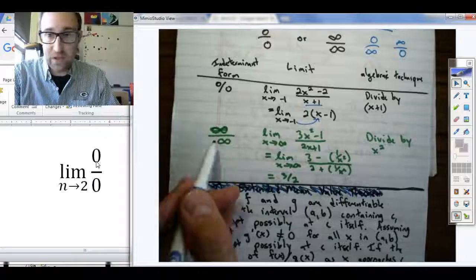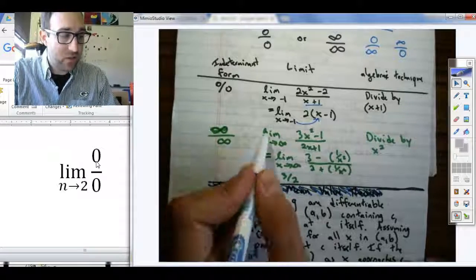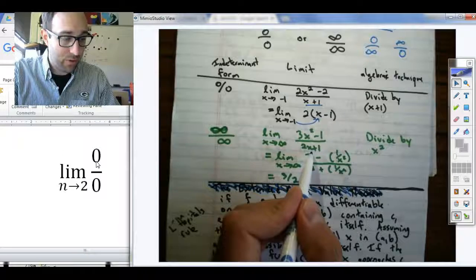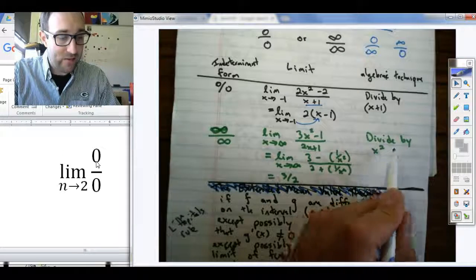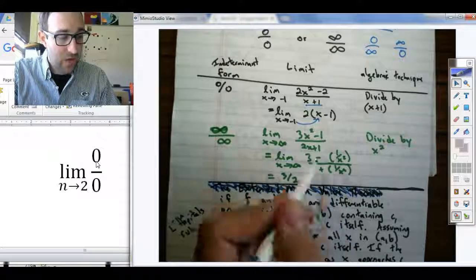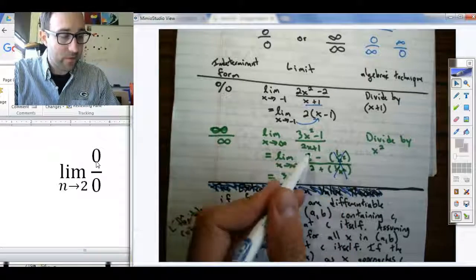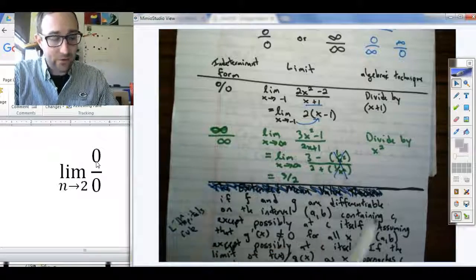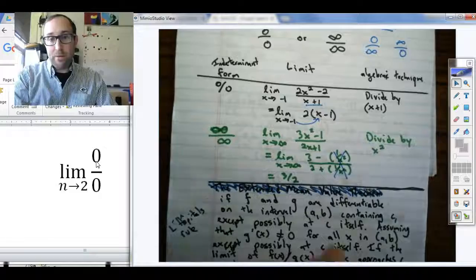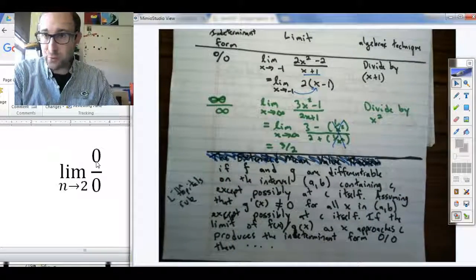Let's say we have infinity divided by infinity. So the limit as x approaches infinity of 3x squared minus 1 over 2x plus 1. If I divide by x squared, then I can rewrite some things out, and then these cancel out, and I'm left with 3 over 2, and then I don't have to worry about it. So that's really, really easy. That's what we've done before. But now let's get into L'Hopital's rule.